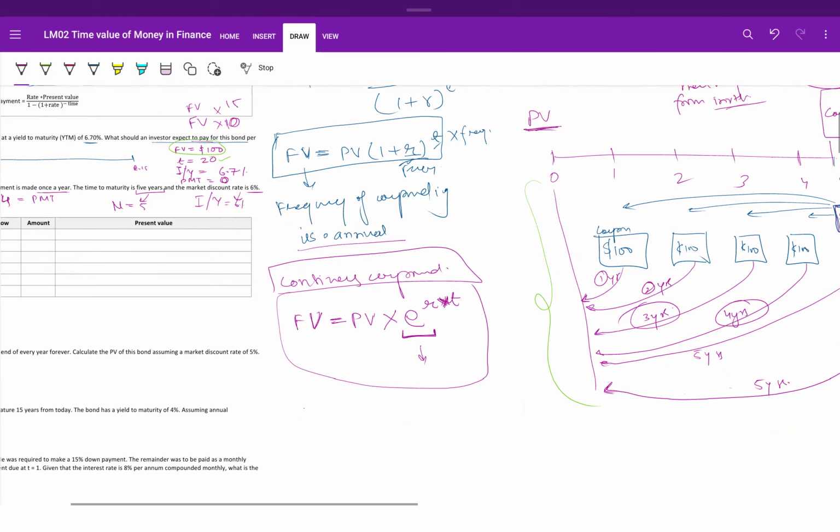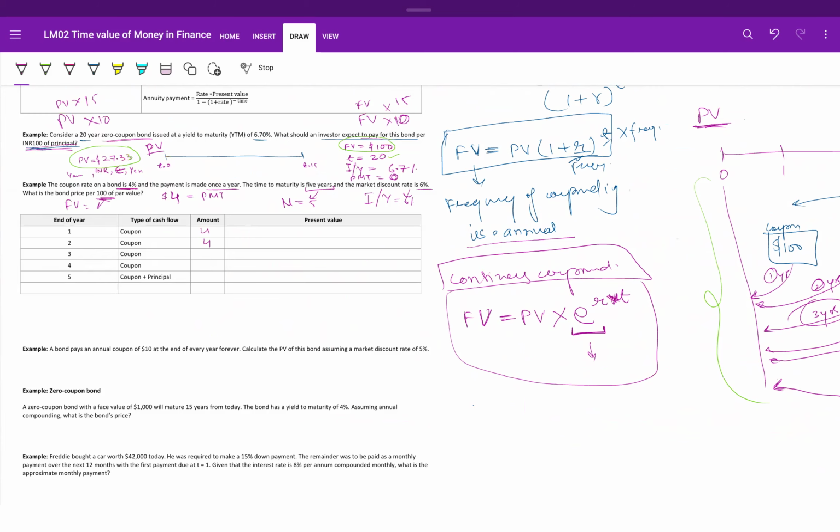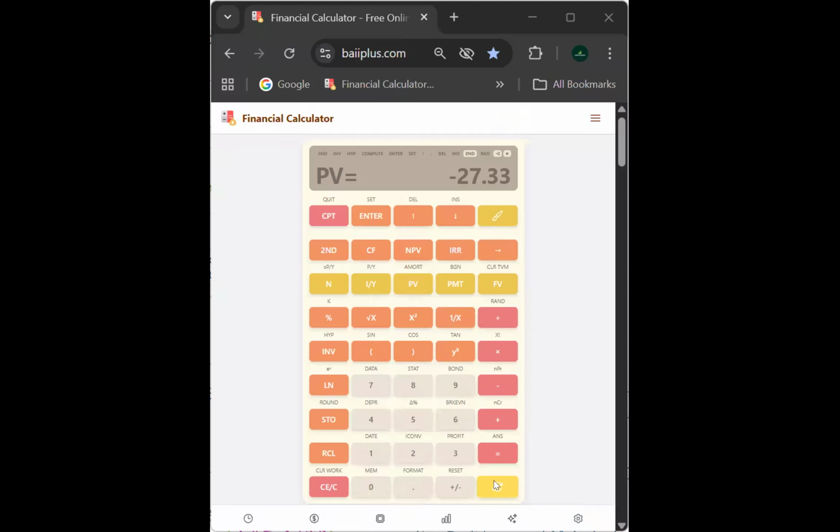At the end of the fifth year, you are going to get 100 plus 4, so this is 104. The present value of this 4, let's do this question on our calculator. What the question is asking is, how do we calculate the present value?